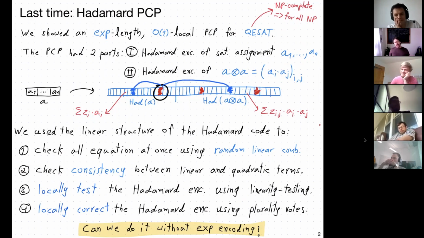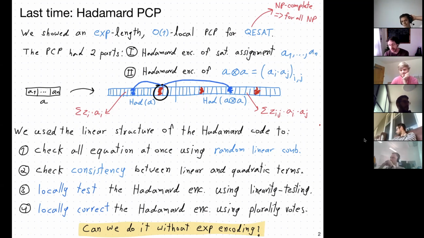We'll manage to take the exponential encoding and make it exponentially better. We'll make it a polynomial length encoding, but the whole magic of getting O of one locality will pay for that. And that will make it into a logarithmic locality. So we'll have polynomial length and logarithmic locality. And what we'll do later is we'll see how we can stretch the blanket and get the best of both worlds by combining these two different types of constructions that achieve different parameters.